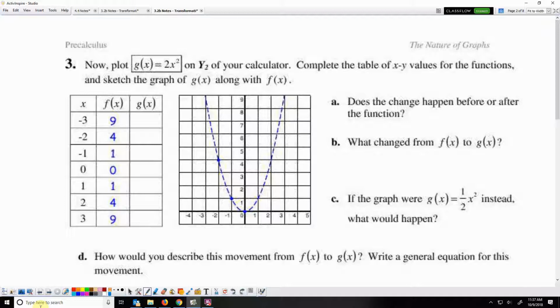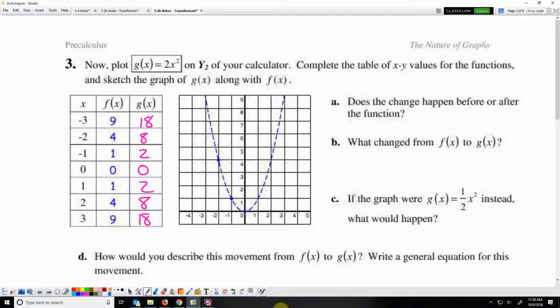Okay, now this time we are multiplying by a 2 here. So we're doing the squaring and then multiplying by 2. For x squared, here are your outputs. For 2 times x squared, we've got to square this and then multiply by 2. So that's 9 times 2 is 18. Negative 2 squared is 4 times 2 is 8. Negative 1 squared is 1 times 2 is 2. 0 squared is 0 times 2 is 0. 1 squared is 1 times 2. 2 squared is 4 times 2. 3 squared is 9 times 2.